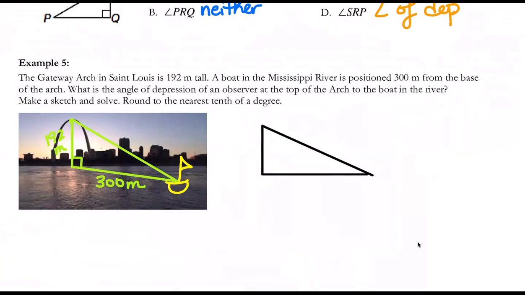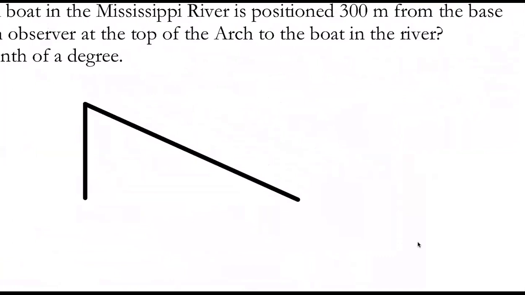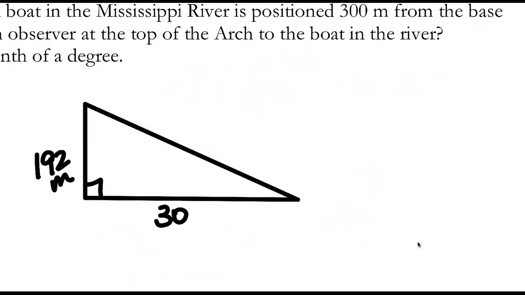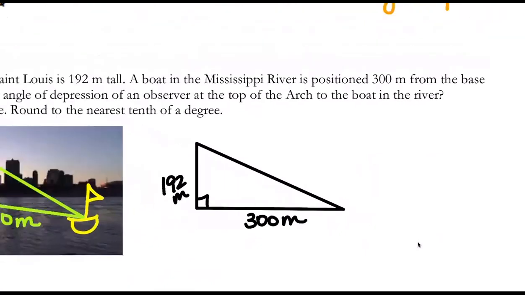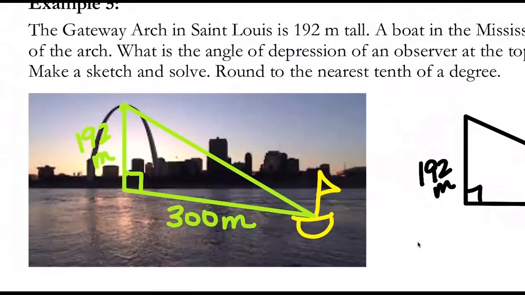Okay, so here's the triangle that's drawn straight on to make it a little easier to see what's happening. Okay, so here's our right triangle. We have 192 meters over here. We have 300 meters over here. And it's asking you for the angle of depression. That means if the observer was standing up here in the arch, looking straight out and then dropped their eyes to look down at the boat, it's the angle that would be formed right there.